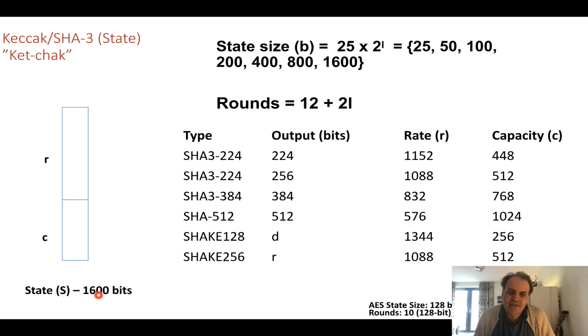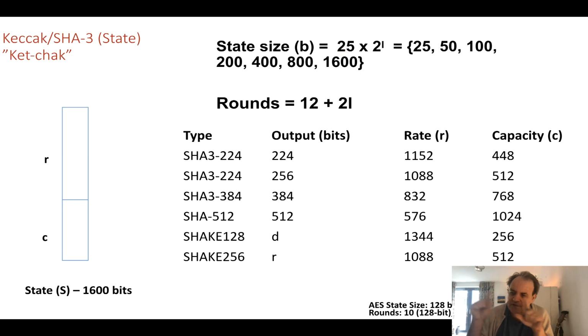Keccak is different, and it's more powerful. It has a state size of 1600 bits. That's a massive number of states that we can actually have. 2 to the power of 1600 is a very large number. And what we do is we define a variable called L, and we say it's 25.